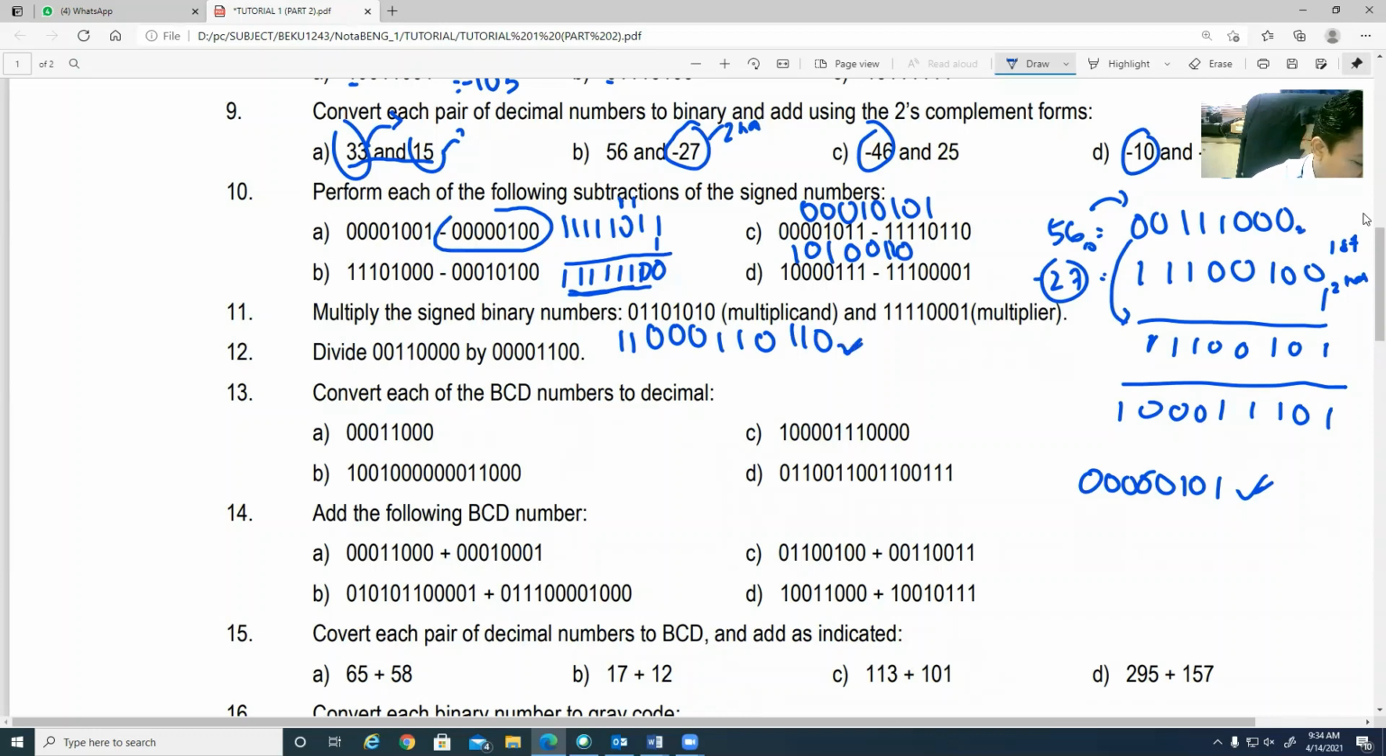And then for this one, division: 00110000 divided by 0001100. This one you can try, and then double check the answer. So the answer will be this one, that is 4. That is the question 4.